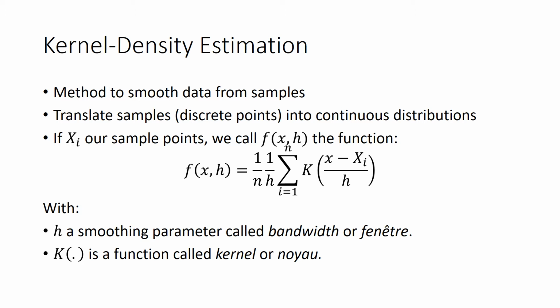Two things arise. The first thing being h, the smoothing parameter that we call bandwidth, or fenêtre, and K, a function called a kernel, or noyau. The function f is a distribution function, a piecewise continuous function, and we use this to represent a certain distribution of our system.